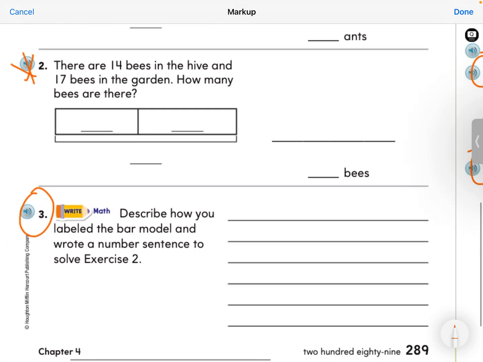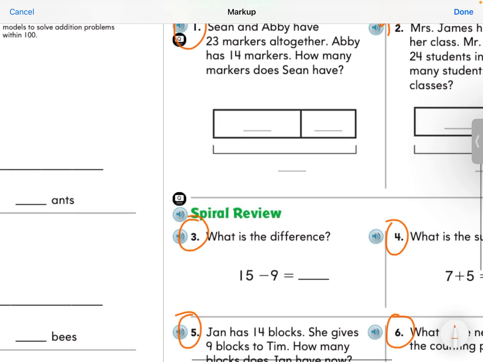Number 3, describe how you labeled the bar model and wrote a number sentence to solve exercise 2. So what number 3 is asking you to do is take a look at number 2. Tell me how you knew what numbers to put where in the bar model and how you know what your number sentence was supposed to look like.